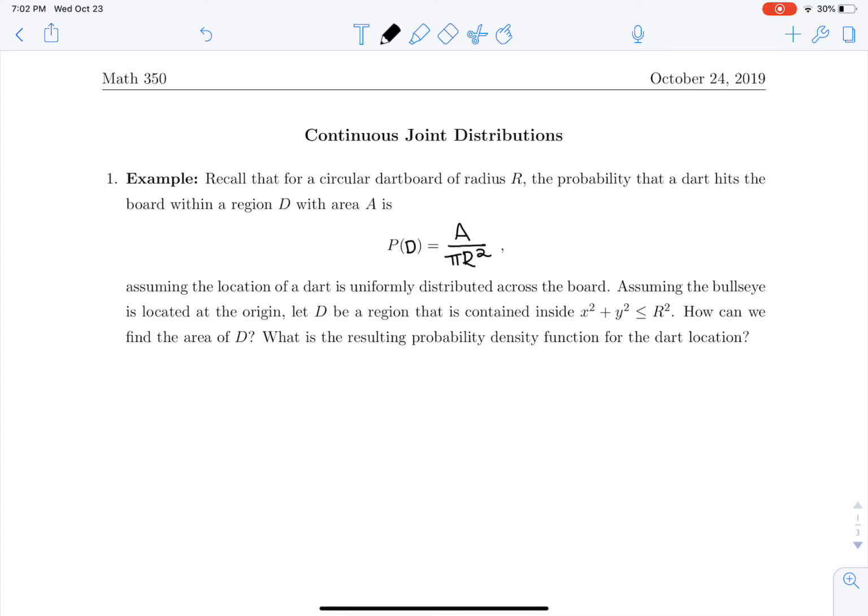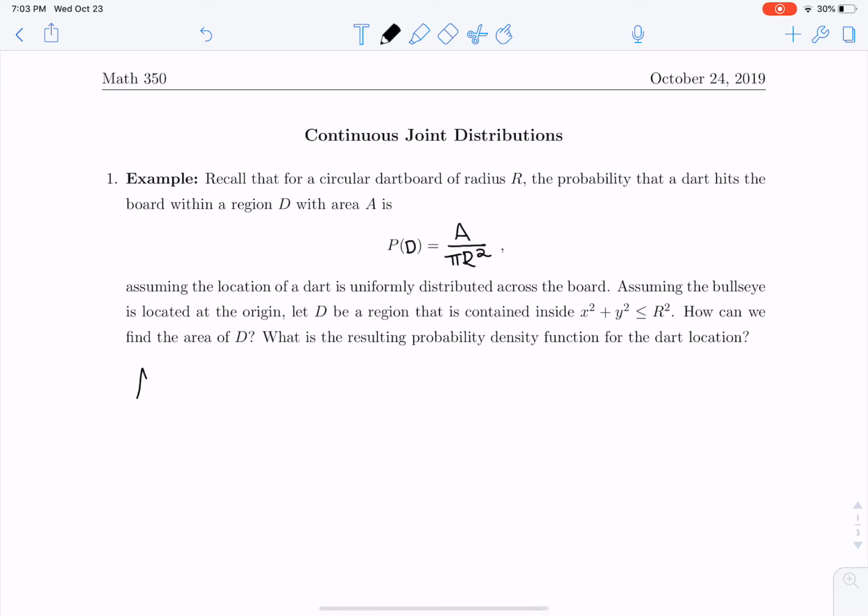Assuming that the bullseye is located at the origin, we're going to let D be a region that is contained inside the circle, x squared plus y squared is less than or equal to r squared. So how could we find the area of some region D? And what would be the resulting probability density function for the dart location?